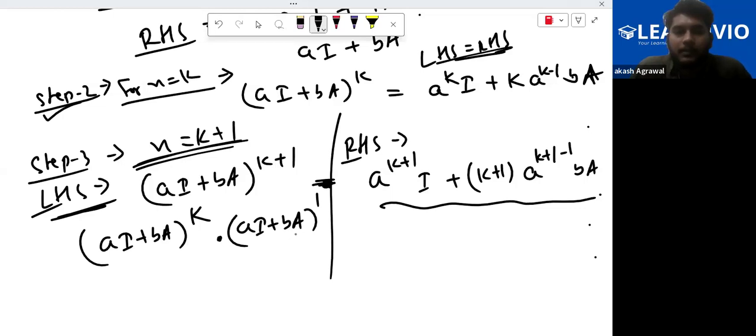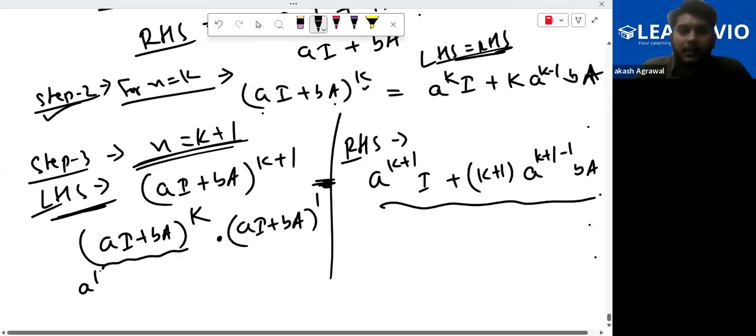Right? And now I told you always use step 2, because we have assumed this is true. That means we can use this everywhere in our life. So step 2 says (A I plus B A) to the power k. You can use this thing, and we have here (A I plus B A)^k. So let's write this complete equation here: (A^k I plus k A^(k-1) B A) times (A I plus B A).